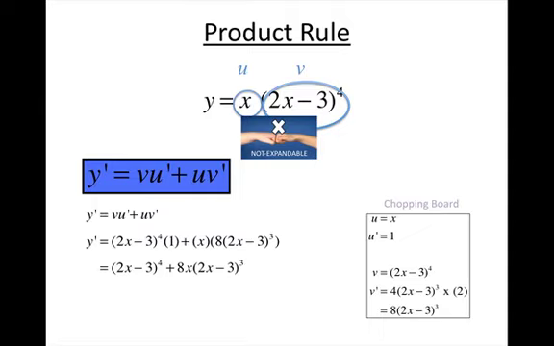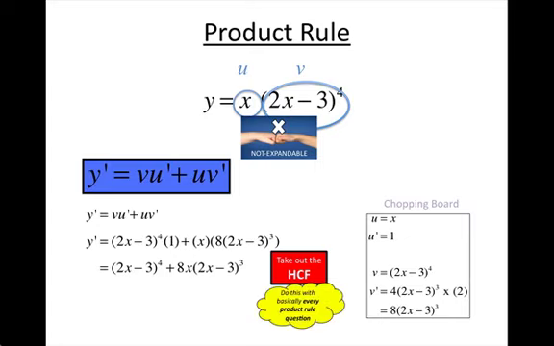Now, this is actually probably the hardest part of product rule questions, and that is take out the highest common factor. As it happens, this is going to be the case with basically every single product rule question you do. So take note of it. It's probably the hardest part of it, because once you do your chopping board, the rest is easy.